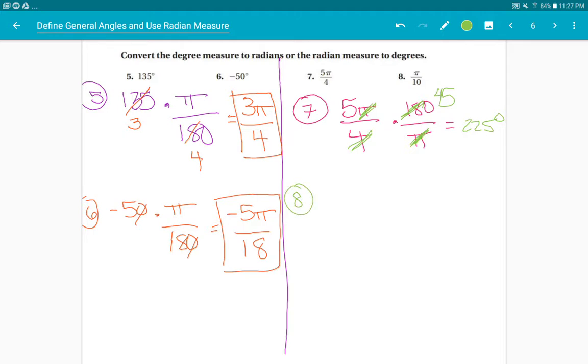The last one, number 8, we have pi over 10. We multiply that by 180 over pi. Pi is canceled. The 10 divides into 180 18 times, so this is an 18-degree angle. Very simple. Just understand which conversion you have to do and simplify your fraction as best you can so that you get the correct measurement.